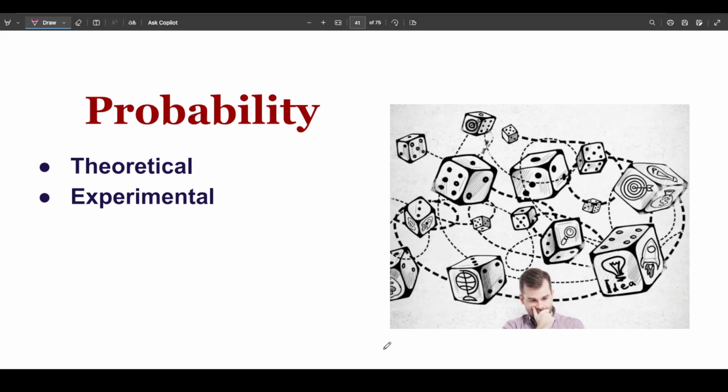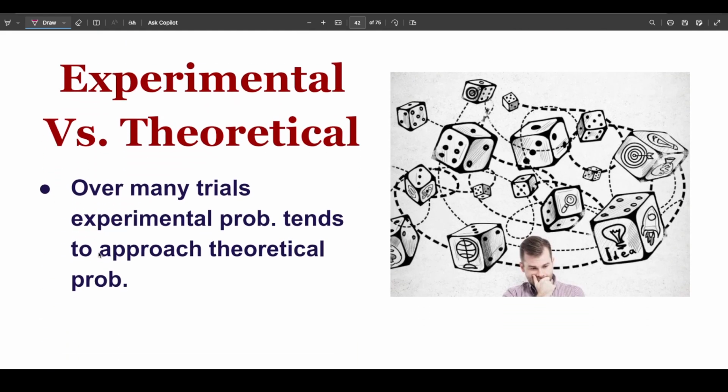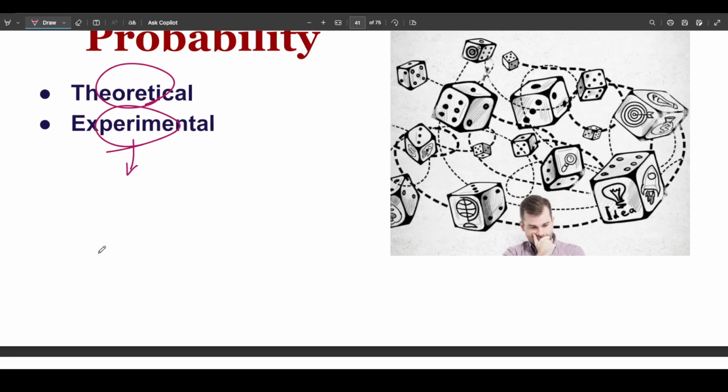We have two types of probability: theoretical probability and experimental probability. Experimental probability is based on past data. For example, I tell you that based on my experiment, I have rolled a die maybe 100 times, and out of 100 times, I got 60, well, let's say tossing a coin. I have tossed a coin 100 times. Out of 100 times, 60 times I got a head.